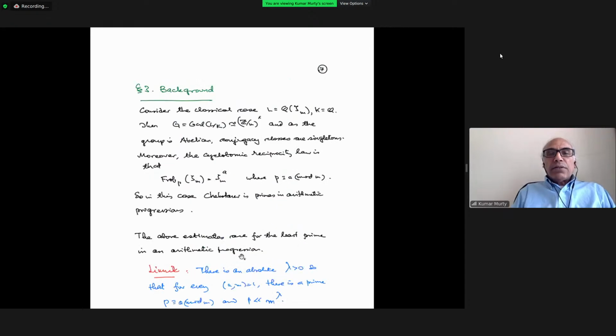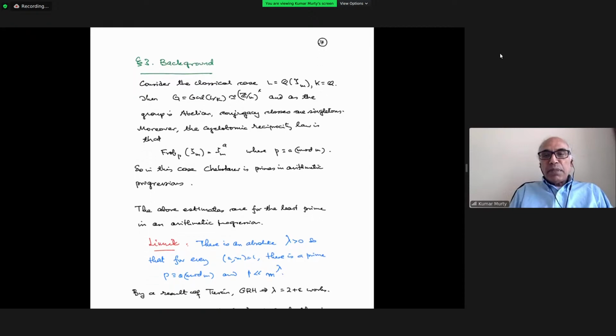Okay. So let's go back and look at the background. Where is this problem coming from? I think there are people in the audience who love the classical problem of primes in arithmetic progressions, and that's of course the origin of it. So you can consider the classical case where K is Q, and L is the mth cyclotomic field. Then the Galois group is (Z/MZ)*, and this is abelian.